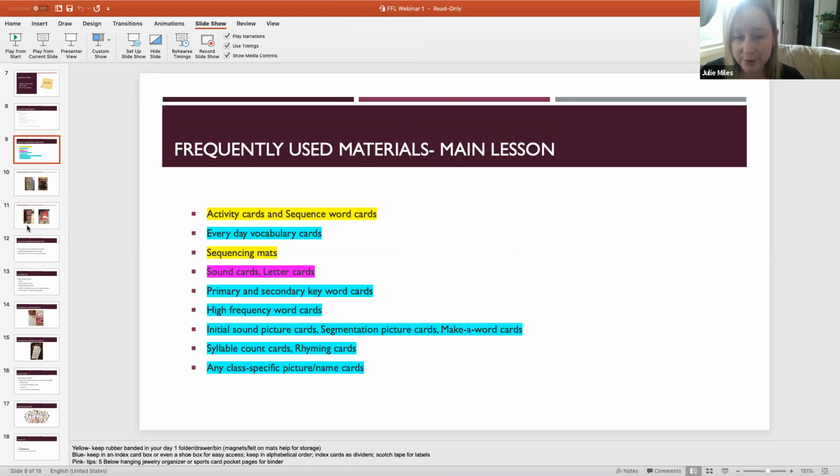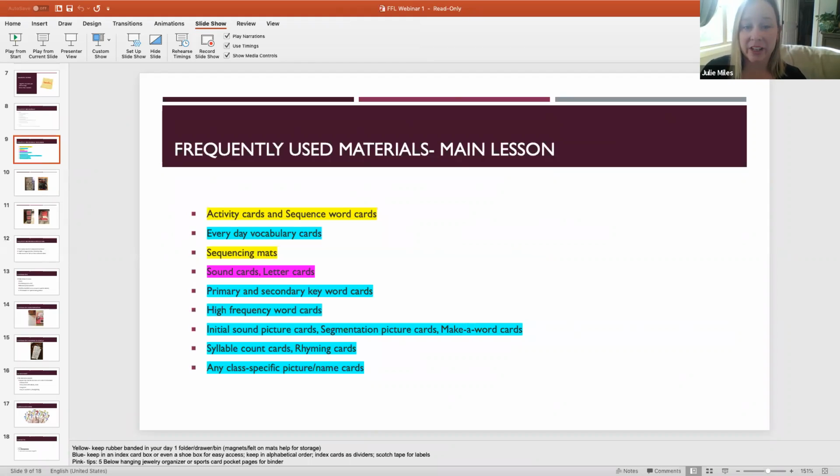Then you have the high frequency word cards, which are also known as like trick word cards. There's the initial sound picture cards, segmentation picture cards, make a word cards, syllable count cards, rhyming cards, and any class specific picture or name card that you're going to be using in any of the lessons. So what I did on this page, because again, this is just a crazy amount of materials, was I highlighted 2 of the sections in yellow. Anything that's in yellow, you would keep rubber banded in your day 1 folder or drawer or bin. Those are the ones that you're going to be using every single day.